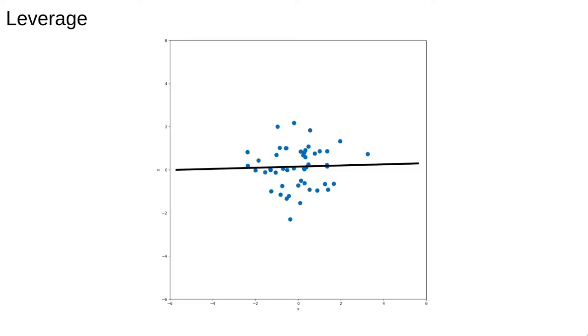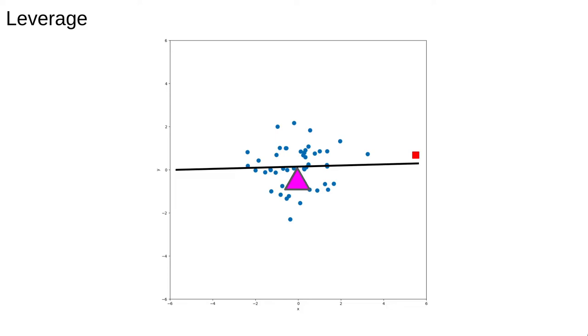To get some intuition for leverage, let's have a look at a fit to some data. Imagine we put a fulcrum at the center of the line of best fit. Think of the data points as pulling or pushing on the line. The further they are from the fulcrum, the more force they can exert, hence the more they can affect the slope. The red point here has low leverage. It can't exert much force on the lever because it's close to the fulcrum. This point has high leverage. It can exert a lot of force on the lever.